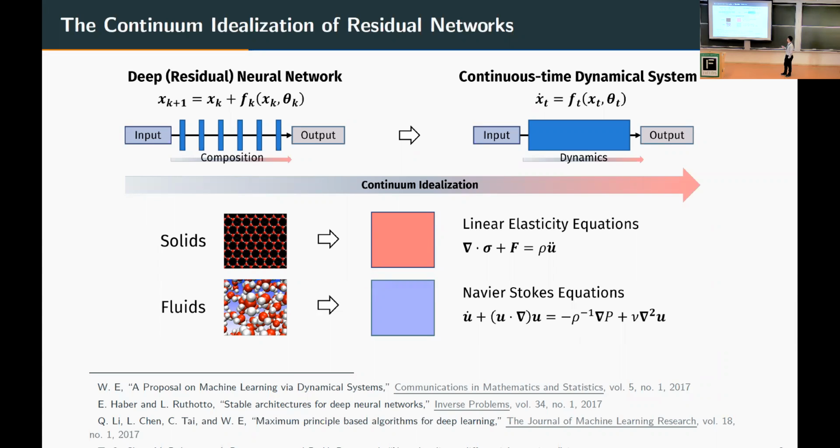So this idea was first proposed in 2017 in this paper, and analyzed in these two papers on how to build good stable architectures for deep neural networks, and also how to build training methods for it. And later, of course, in the machine learning literature, this was made very popular as neural ODEs.